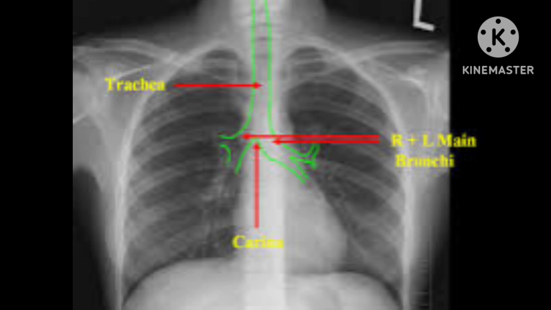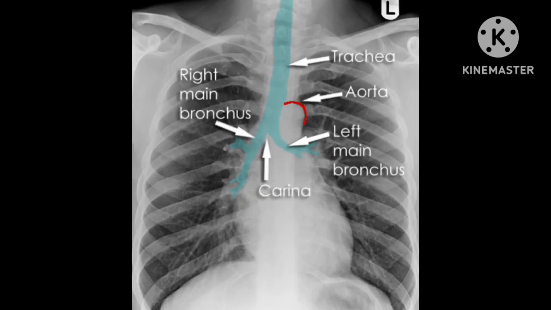Any deviation of its angle from 40 to 80 degrees means it is due to mass effect or tumor present. Right bronchus is short and more vertical. Left bronchus is long and more obtuse.